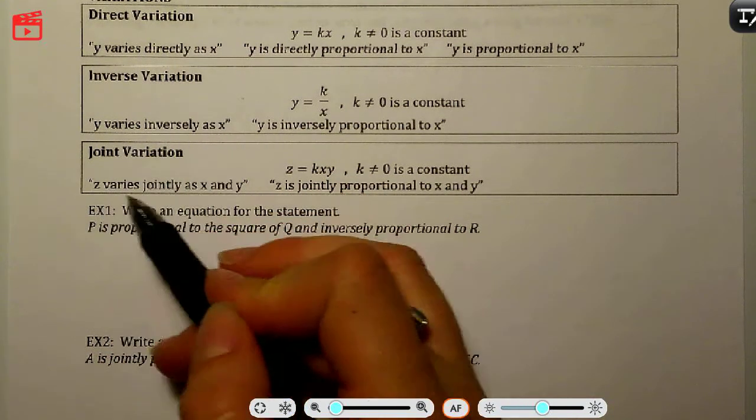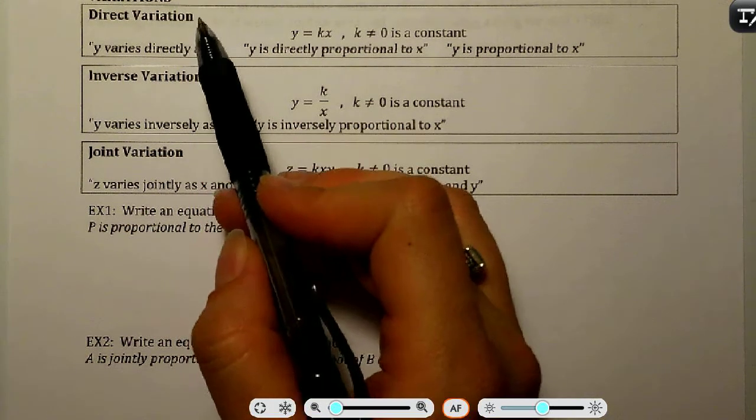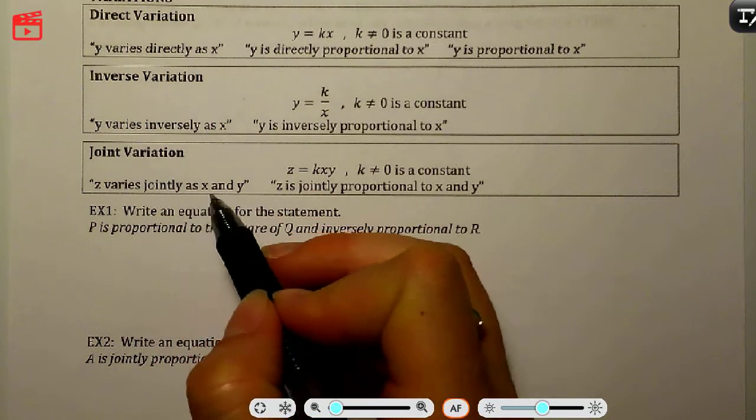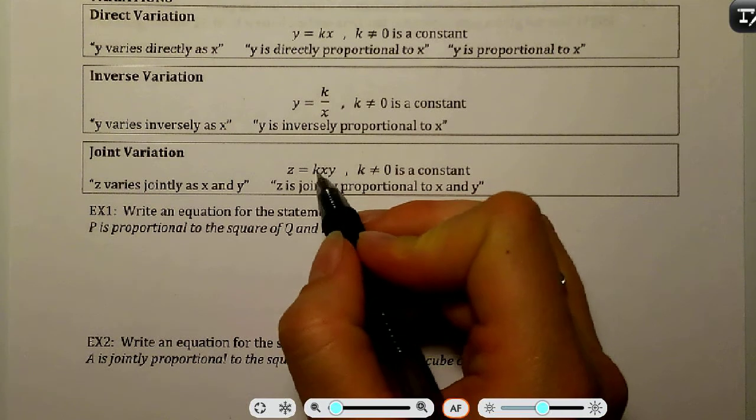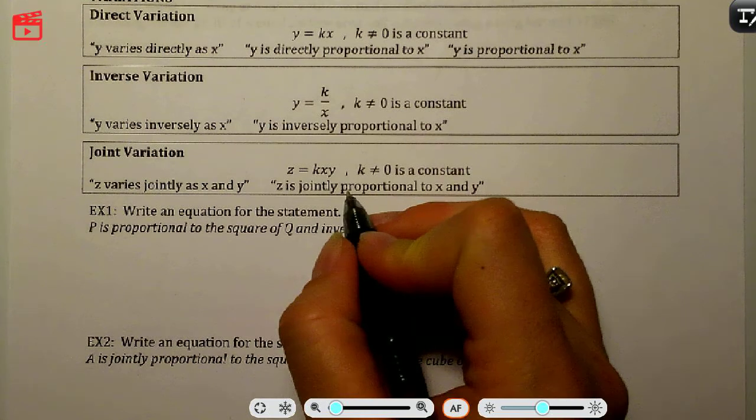And then we have the joint one, which means we can tack on as many direct and inverse variations as we want. So z varies jointly as x and y. We'd write it as z, plop in that constant of variation. Z is jointly proportional to x and y.